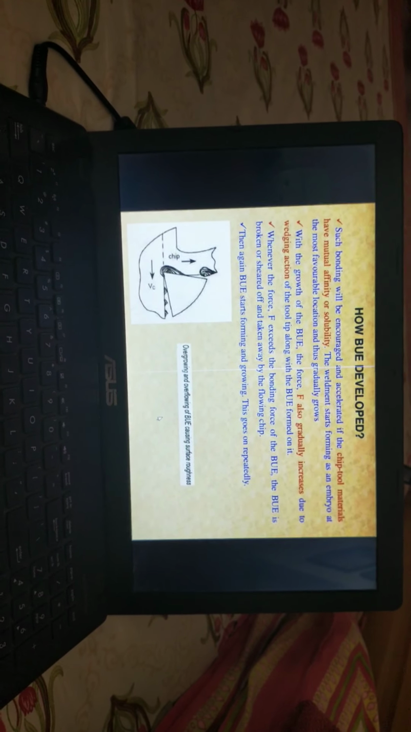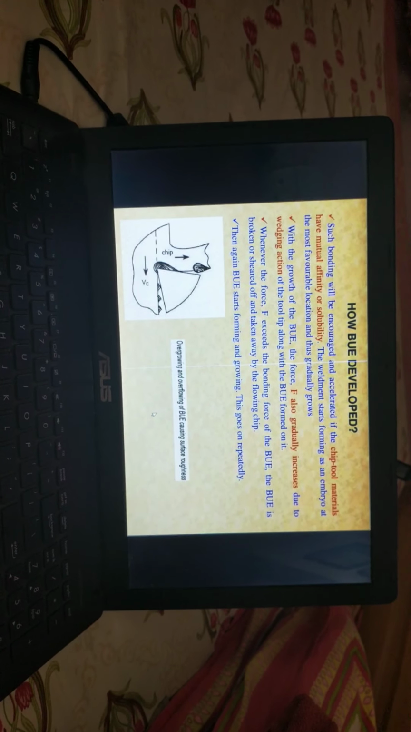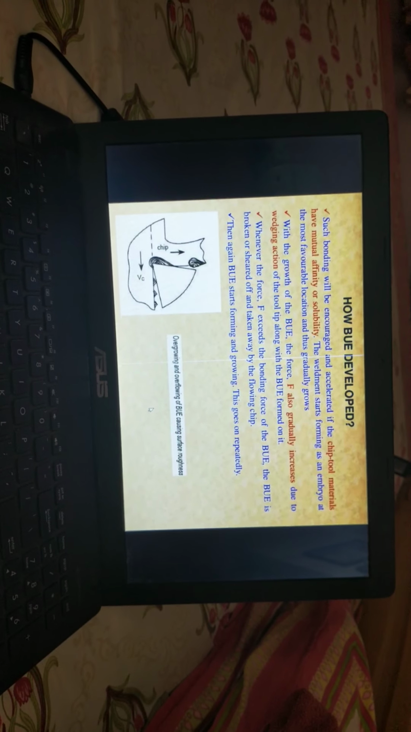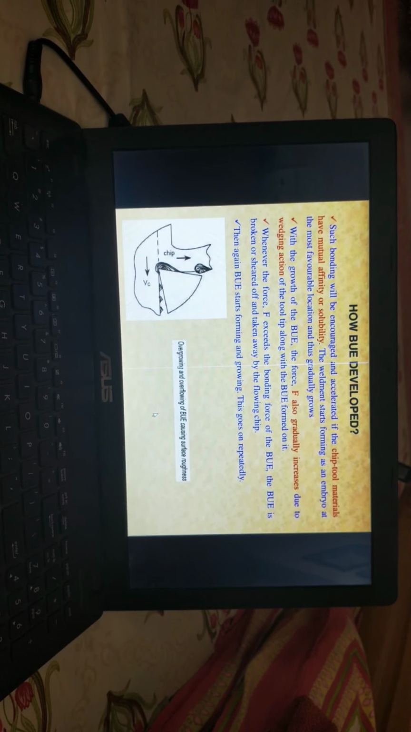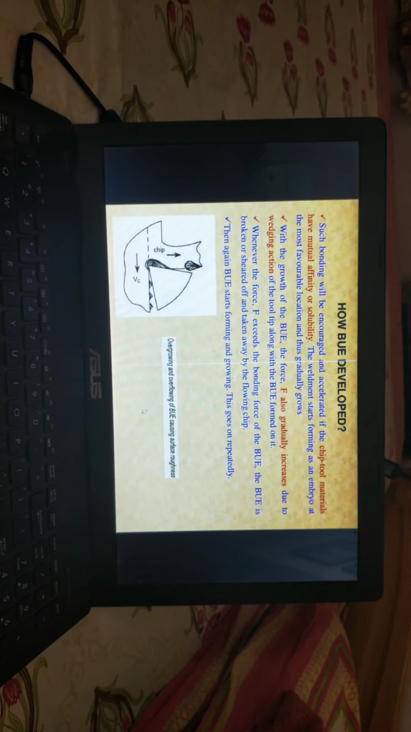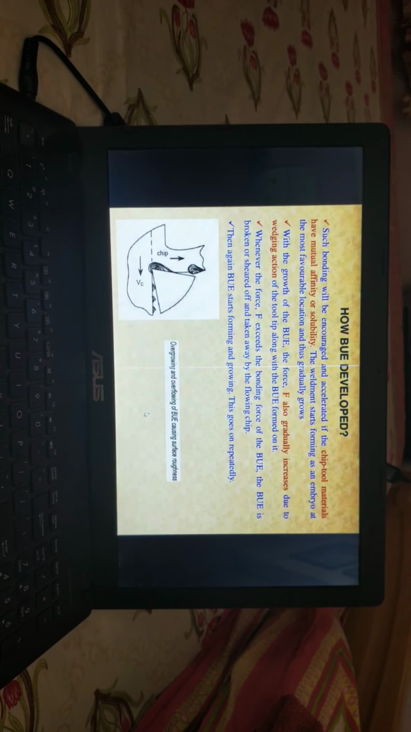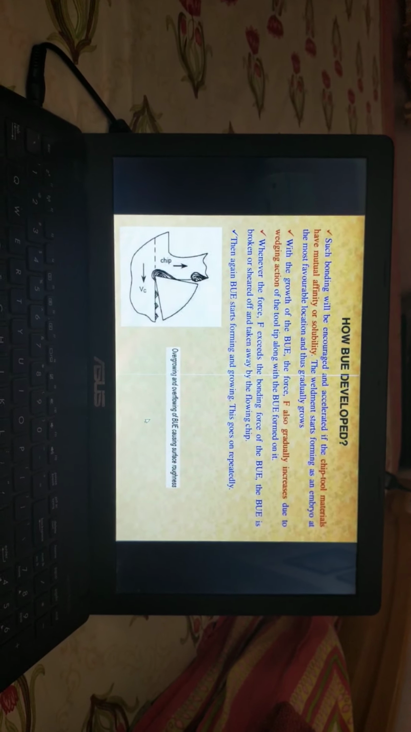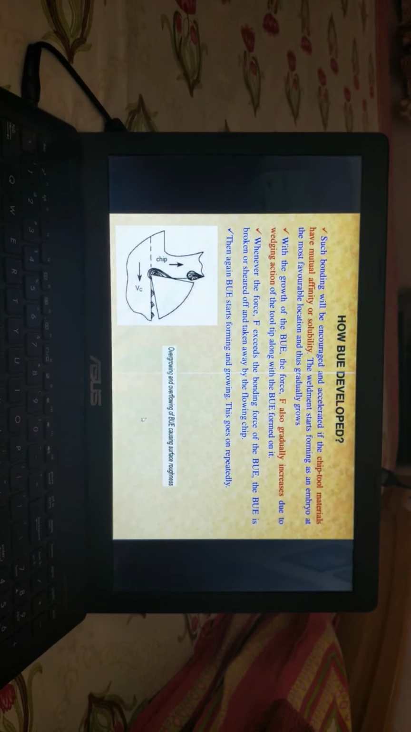With the growth of BUE, the force F gradually increases due to wedging action of the cutting tool tip along the BUE formed on it. Whenever the force F exceeds the bonding force, the BUE is broken and sheared off and taken away by the flowing chip. Then again BUE starts forming and growing. This goes on repeatedly.